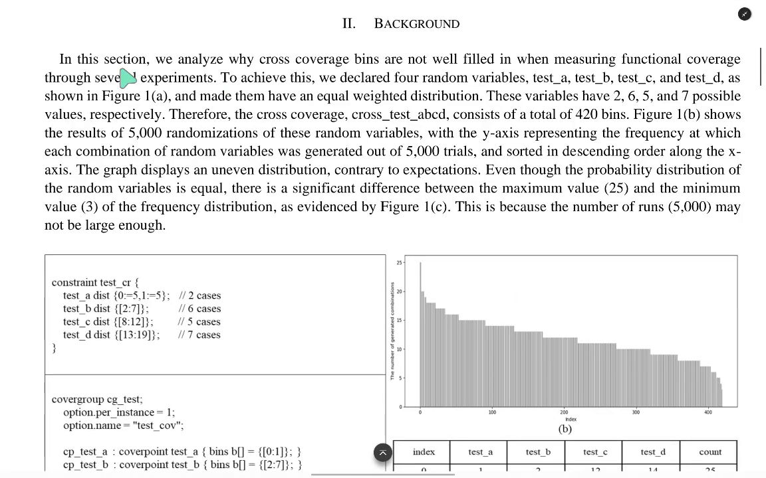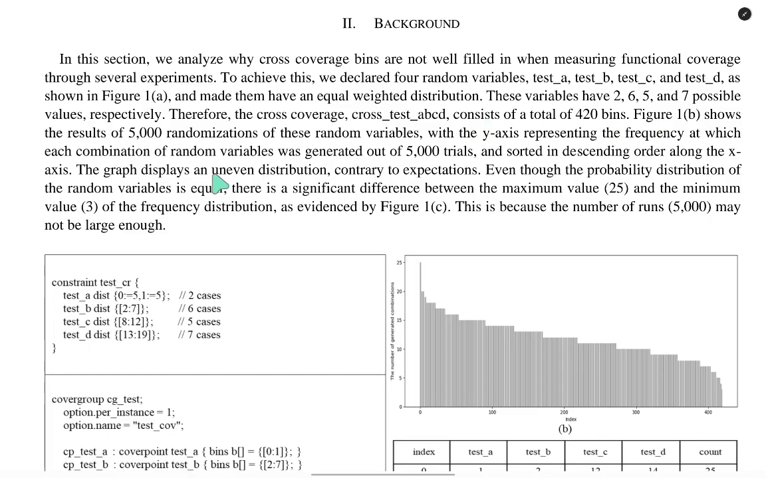In this section, we analyze why cross coverage bins are not well filled when measuring functional coverage through several experiments. To achieve this, we declare the four random variables test_A, B, C, and D as shown in figure 1a, and made them have an equal weighted distribution. These variables have 2, 6, 5, and 7 possible values respectively. Therefore, the cross coverage cross_test_ABCD consists of a total of 420 bins.